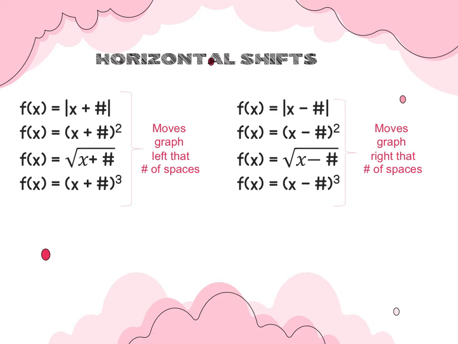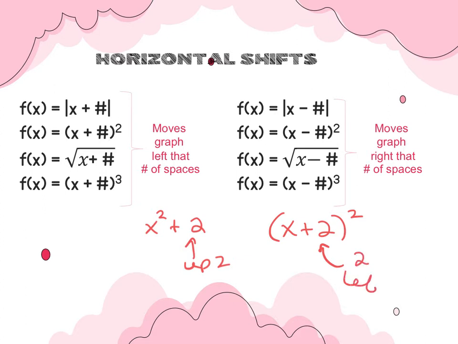So the previous example, it was x squared plus 2, and this meant up 2. But now what'll happen, it's going to be in parentheses, so it'll be like a binomial squared. And then when it's plus a number, it's backwards of what you would think. So this would be 2 units to the left.